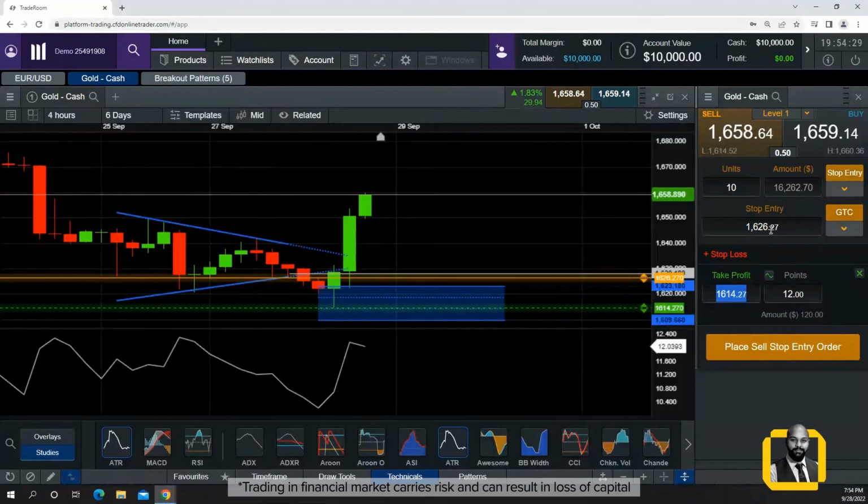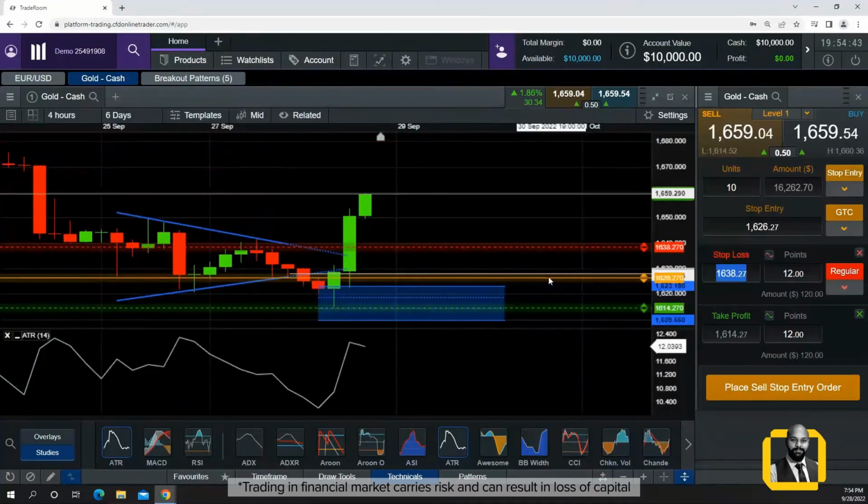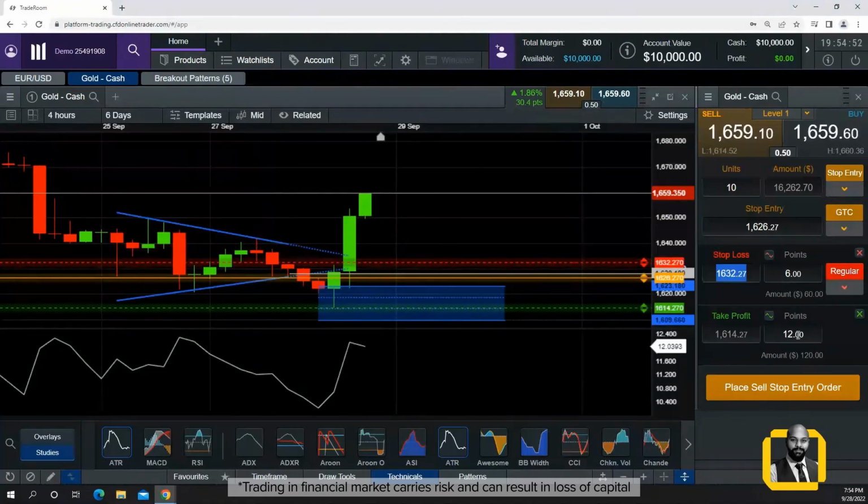Okay, so your entry is at 1626. If it goes down by $12, you make profit. Now, the minimal stop loss you need to keep would also be about $12. But if you want to manage your risk reward as 1 is to 2, you can always keep a $6 stop loss. If you're keeping a $6 stop loss, you can afford to keep a $12 take profit. But if you're keeping a bigger take profit, then you can always increase your stop loss.